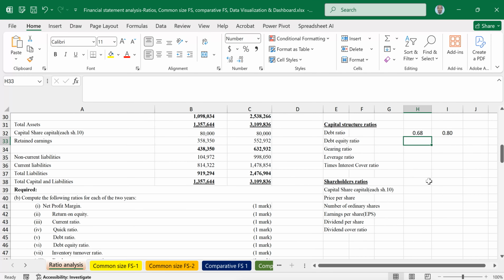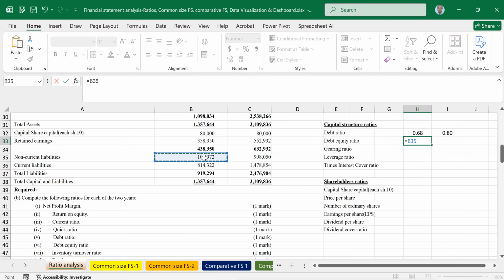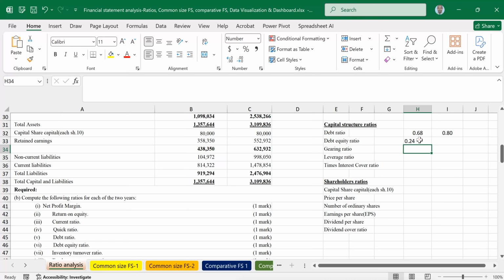This is long-term debt over equity capital. Long-term debt is 104. You can see the non-current liability, 104. Long-term debt over equity, which is 438 up there, 350. That is the equity capital, ordinary shares and retained earnings, that is 0.24. Then you drag across for our final answer.